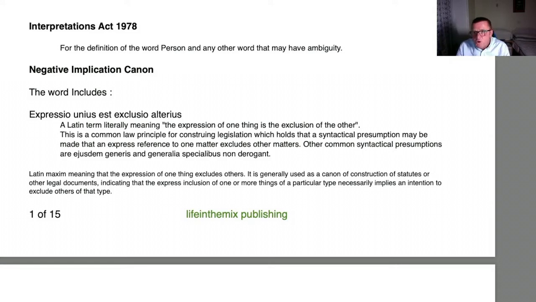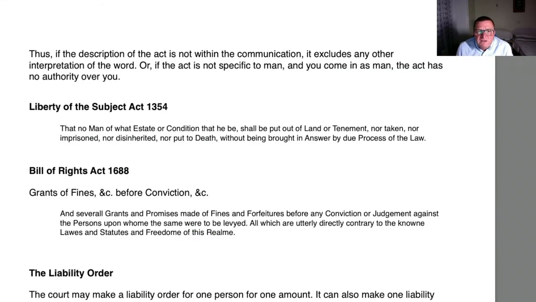And read every word. What are they saying to you? Because you're going to use that as your cause for claim. They've done this. You know you're not what it's aimed at. That's your cause for why you have to respond again to them. Thus, if the description of the act is not within the communication, it excludes any other interpretation of the word.